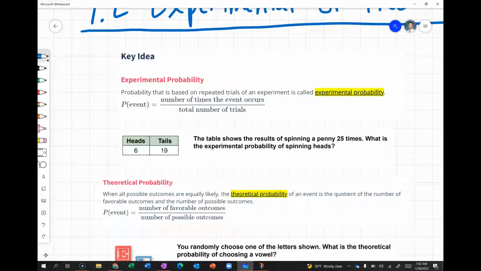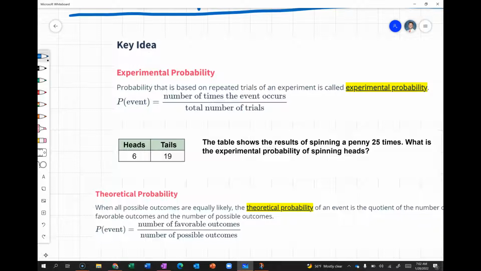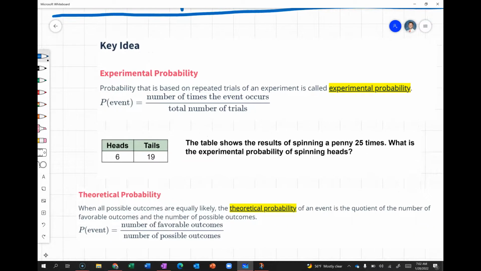But we can look at our experimental probability and it shows it has landed on heads 6 times. So our probability that it lands on heads will be equal to 6 out of a total of 25 times. And again, we can find 6/25. We multiply by 4 there to get a percent, and we would have 24%. So the experimental probability that it lands on heads is 24%.